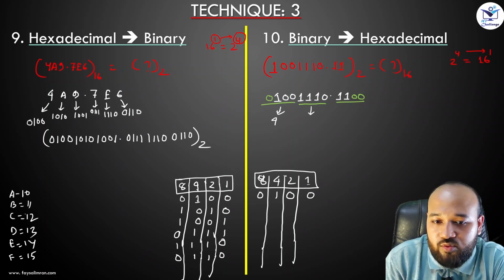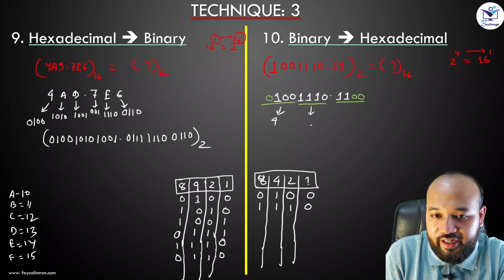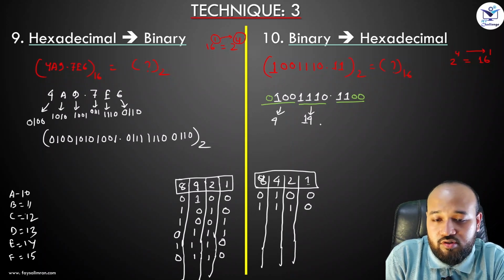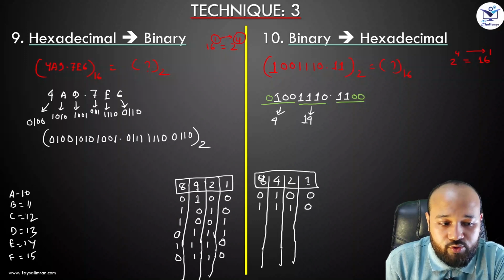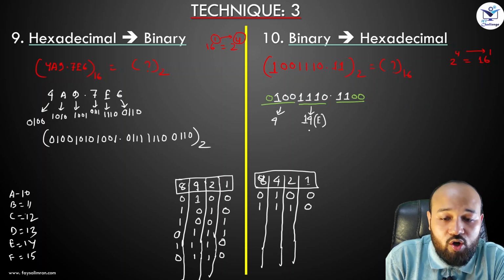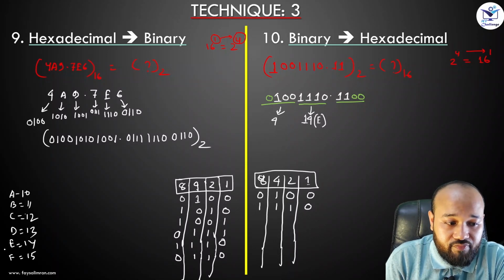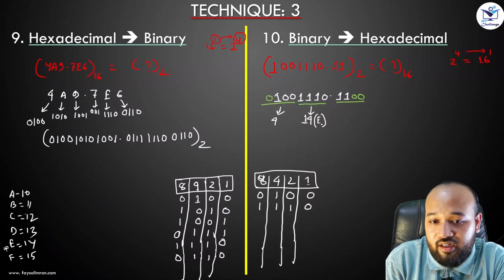Also 1110. So that means 8 plus 4 is 12, 12 plus 2 is 14. So we'll write here 14. So we already know that hexadecimal number system does not contain 14. So that means we have to write here E, because we already entered in hexadecimal number system. Whenever you enter in a number system like hexadecimal, you have to write this value of 14 or 13 this way.